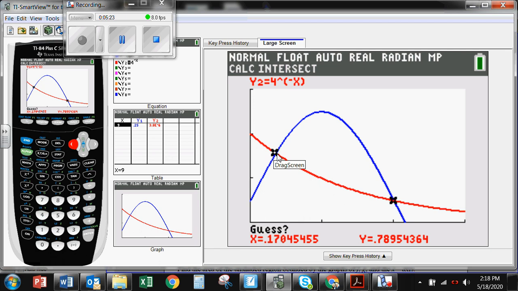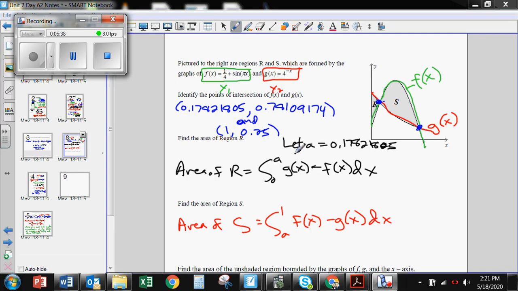But then from this intersection to the other intersection, the blue function, f of x, is on top, so that makes a difference. Okay, so what's our guess? And a lot of decimal points. So let's go back and write those down. I'm going to let you practice these on the calculator just like we did in the previous section. The key is just identifying which part goes where.